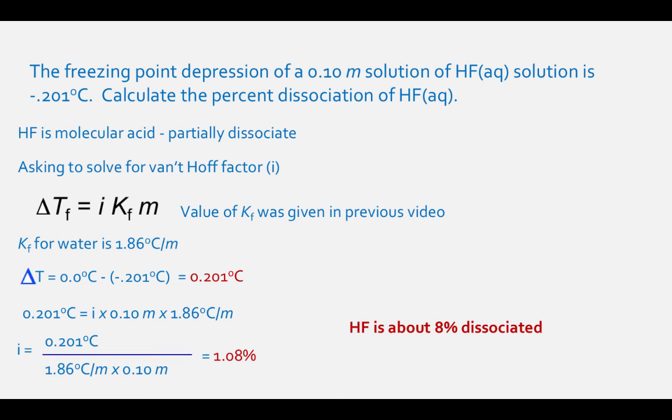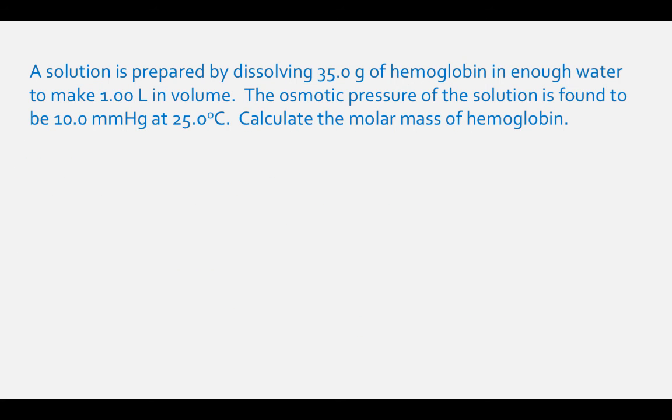A solution is prepared by dissolving 35.0 grams of hemoglobin in enough water to make 1.00 liters in volume. The osmotic pressure of the solution is found to be 10.0 millimeters of mercury at 25.0 degrees Celsius. Calculate the molar mass of hemoglobin. The question is asking you for the molar mass of hemoglobin, which is a molecular solute, so the Van Hoff factor is going to be 1.